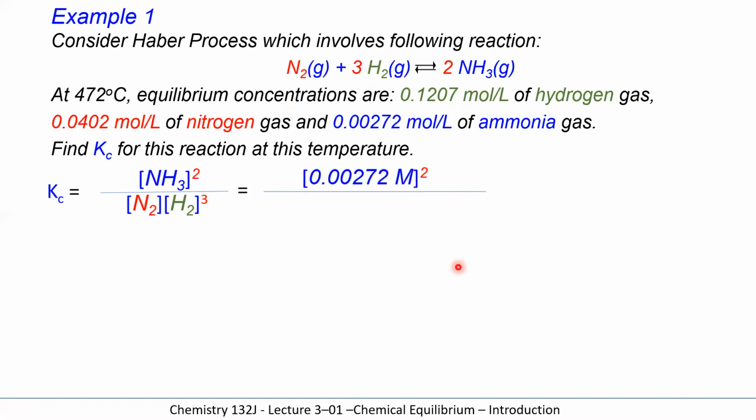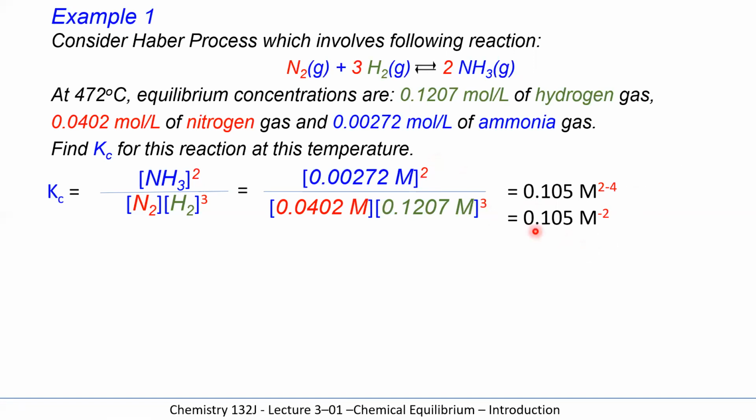So when we plug our numbers in, we end up mathematically with 0.105 molarity to the power of 2 minus 4, because 3 and 1 add up to 4 here. 2 minus 4 is minus 2. So the unit for Kc is molarity to the minus 2. Again, molarity is moles per liter, so it's moles per liter to the minus 2.